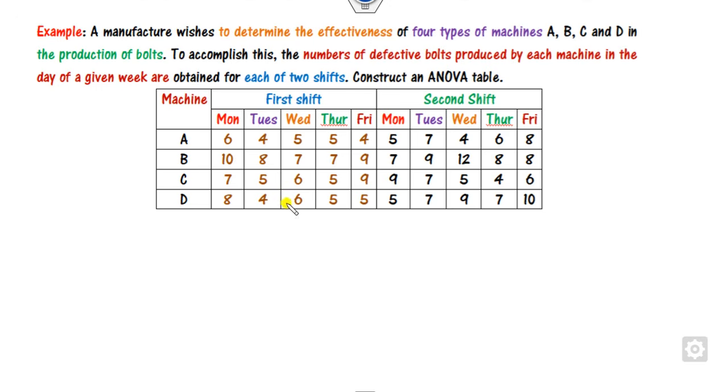Look at the last example. Now you can see here there are 2 different shifts. So that's again very simple.